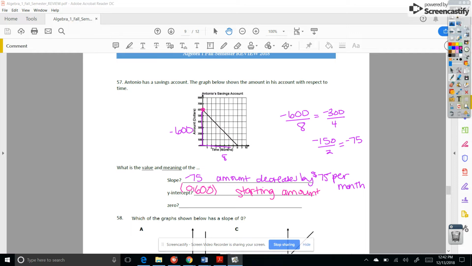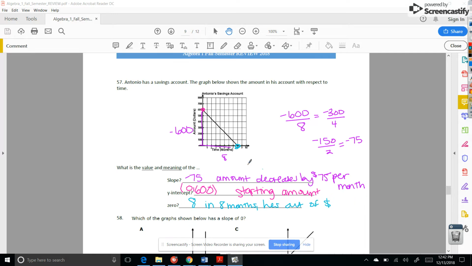The 0 means the x-intercept. So where does that happen? It looks like it's at 8. And 8 means in 8 months, he's out of money. He'll have $0.